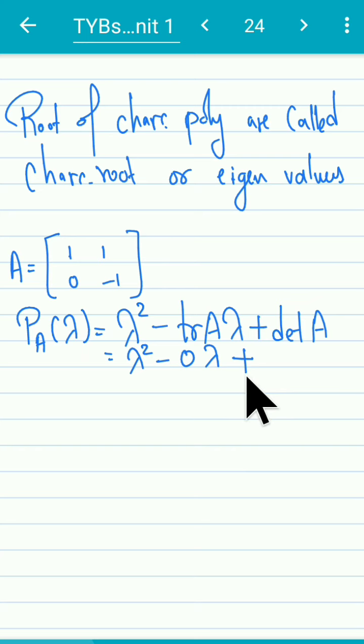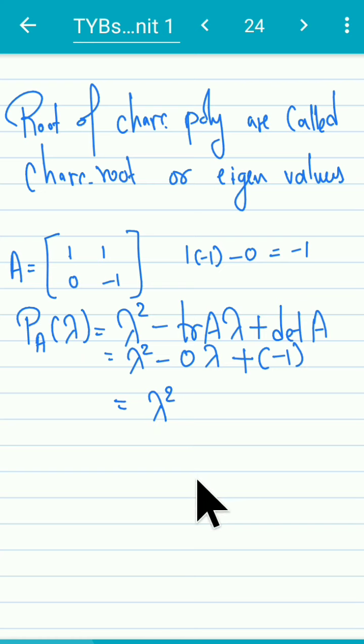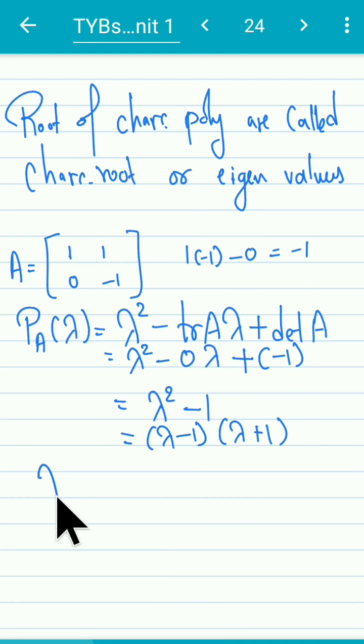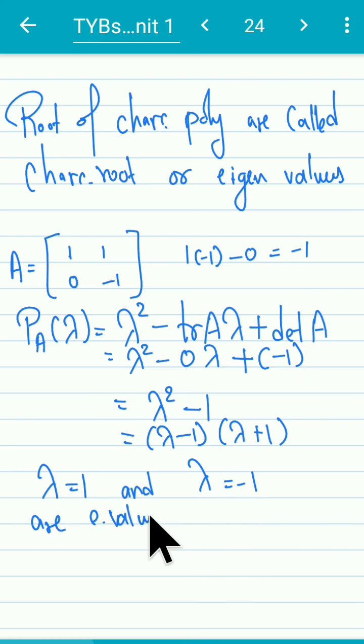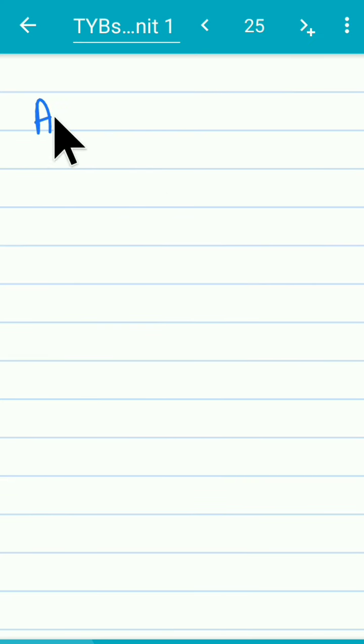What is the determinant for this matrix? It is 1 times minus 1 minus 0, which is minus 1. So it is lambda square minus 1, which can be written as lambda minus 1 times lambda plus 1. So in this case, lambda equal to 1 and lambda equal to minus 1 are the eigenvalues for this matrix. Now consider the other matrix, 1 0 0 minus 1.